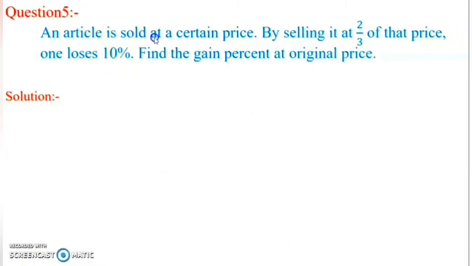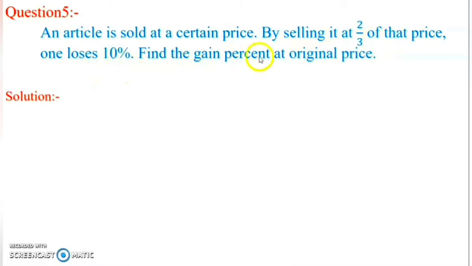An article is sold at a certain price. By selling it at two-thirds of that price, one loses 10%. Then find the gain percent at the original price. So here the original selling price of the article is not given, but you are given that if you sell that article at two-thirds of the price, then you lose, and the loss is 10%. Now the gain percent is asked, so you can very well guess that the original selling price gives you profit, but two-thirds of the selling price gives you loss.